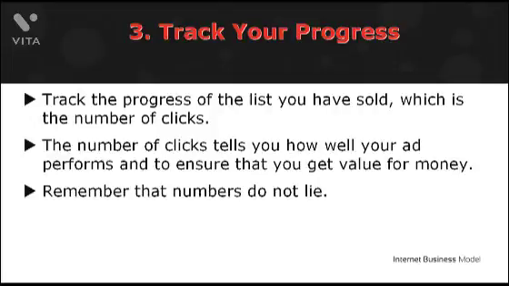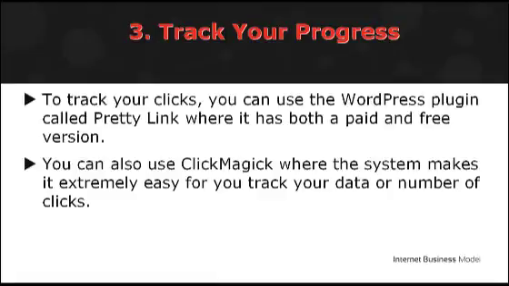The third and final rule is to track the progress of the list you have sold, which is the number of clicks. This step is important so you have an idea of how much you are able to deliver to your clients. The number of clicks also tells you how well your ad performs and to ensure that you get value for money. Remember that numbers do not lie. So track your clicks. You can use the WordPress plugin called Pretty Link, where it has both paid and free versions. You are able to create short links using your domain name where it has all the tracking required. But make sure you possess a WordPress account beforehand.